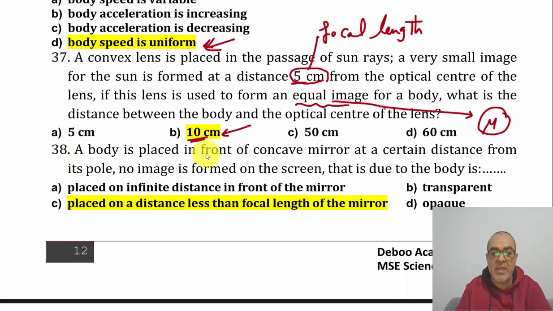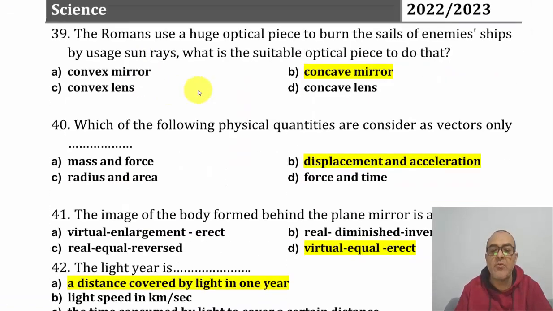38. A body is placed in front of a concave mirror at a certain distance from its pole. No image is formed on the screen. That is because the body is placed at a distance less than the focal length of the mirror. The Romans used a huge optical piece to burn the sails of enemies' ships. This is a concave mirror because it's a convergent mirror. Convergent means it collects light.